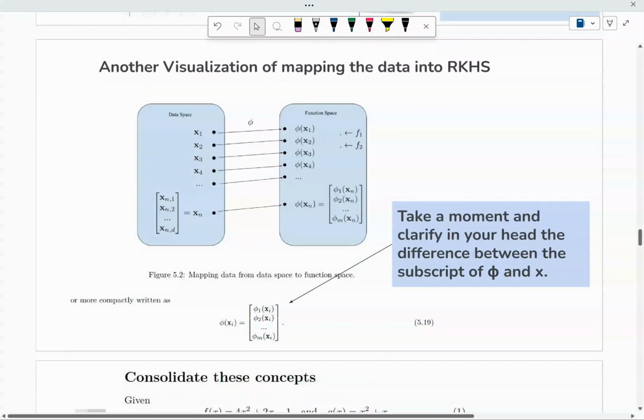Another way to visualize it is this is the function space, and every single point from the data space could be mapped to a distinct point. So this will go here, this will go here. These are all different points in function space, depending on what you put in.